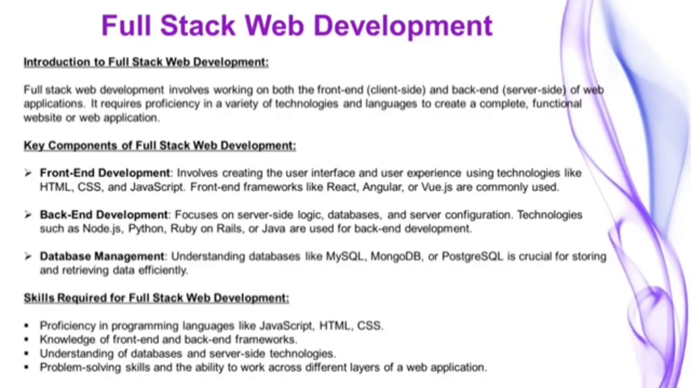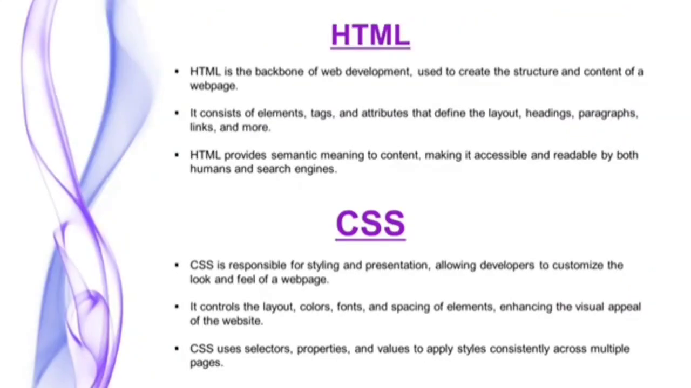And the skills required for full stack development are proficiency in programming languages like JavaScript, HTML, CSS, knowing of front-end and back-end frameworks, understanding of databases and server-side technologies, problem-solving skills, and the ability to work across different layers of a web application. Now let us go through what is HTML. HTML is the backbone to web development used to create the structure and content of a web page. It consists of elements, tags, and attributes that define the layout, headings, paragraphs, links, and more. HTML provides semantic meaning to content, making it accessible and readable by both humans and search engines.